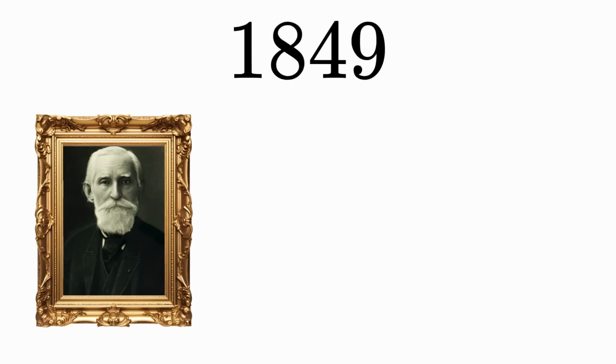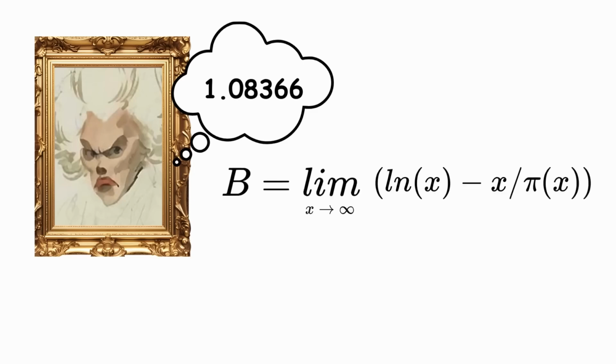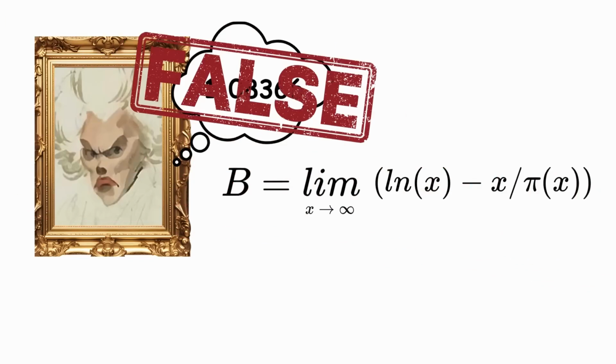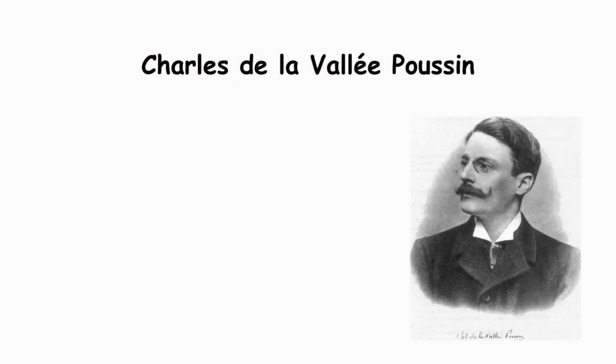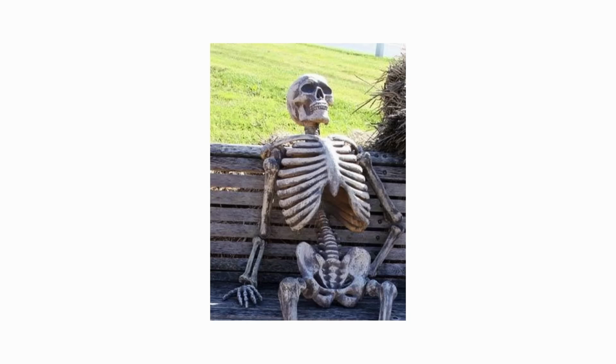In 1849, Pafnuty Chebyshev proved that if the limit exists, then it must be equal to 1. So while Legendre seemed to think that b was some number other than 1, this proof already showed that to be false. Either it is 1, or it just doesn't exist at all. Due to a later proof by Belgian mathematician Charles de la Vallée Poussin in 1899, we now know that the limit does exist, so b is indeed equal to 1. It only took nearly a century for this proof to appear.